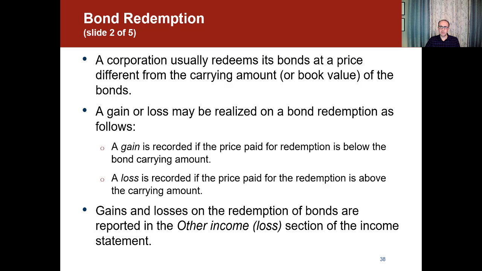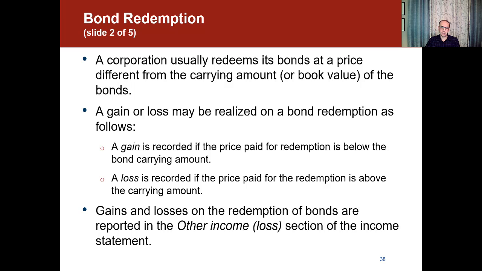A corporation usually redeems its bonds at a price different from the carrying amount or the book value of the bond. A gain or loss may be realized on a bond redemption as follows. A gain can be recorded if the price paid for the redemption is below the bond carrying amount or book value. So if the carrying value of the bond is $1,050 and I only paid $1,030, there's a gain.